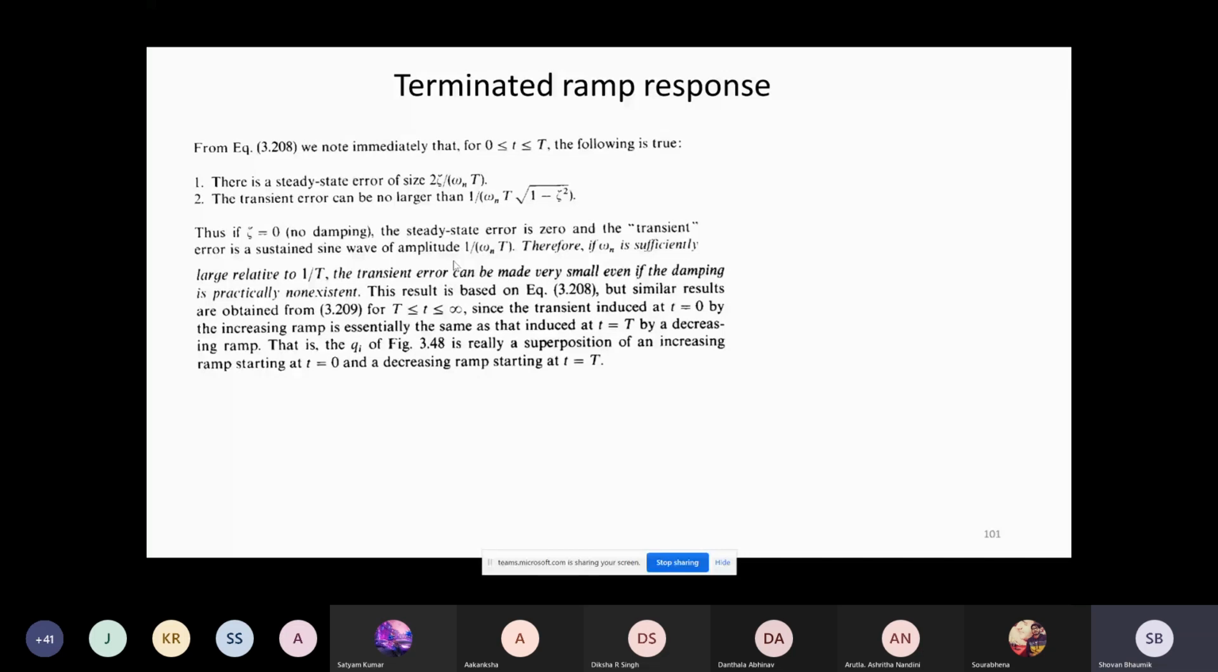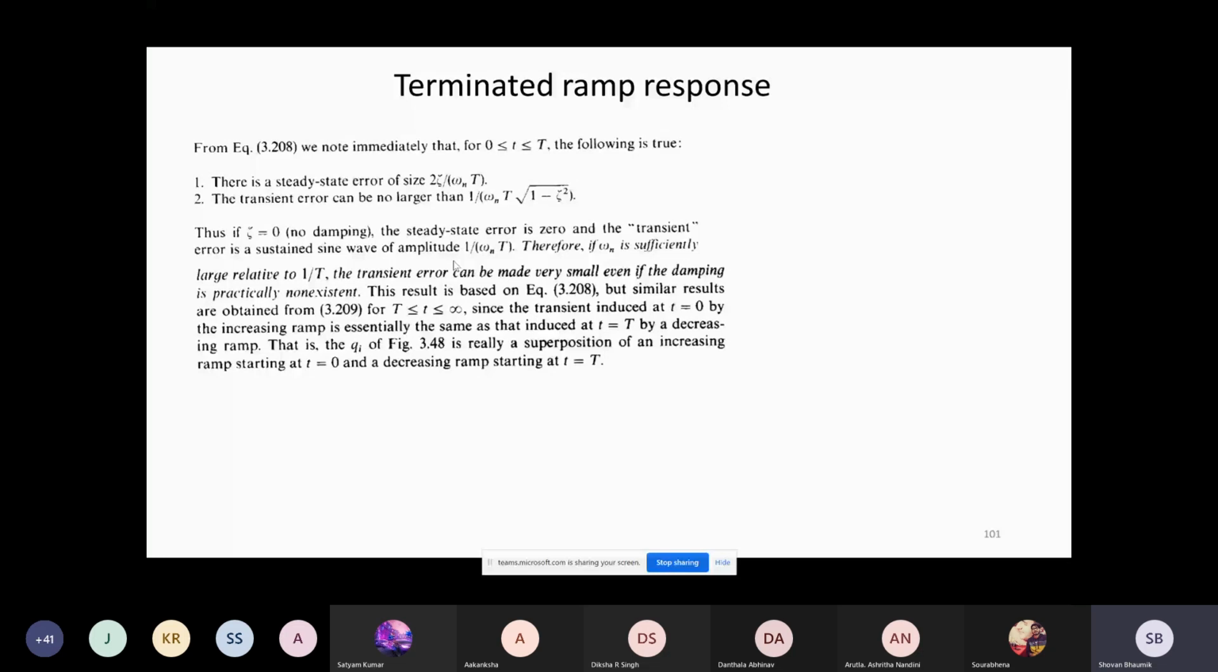If we see the earlier equations, these results are based on them. This is a very, very important statement, and that's why I copied it. This result is based on equation 3.208, that means between 0 and capital T. But it is also true for the next expression, 3.209, between T and infinity.